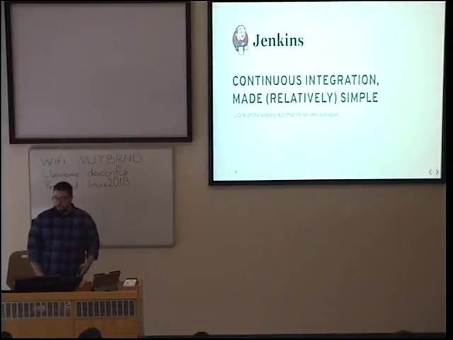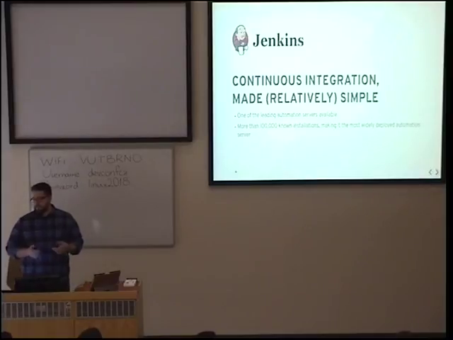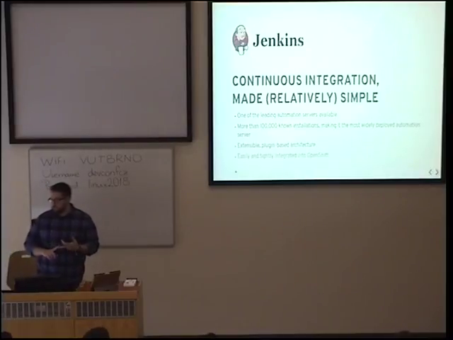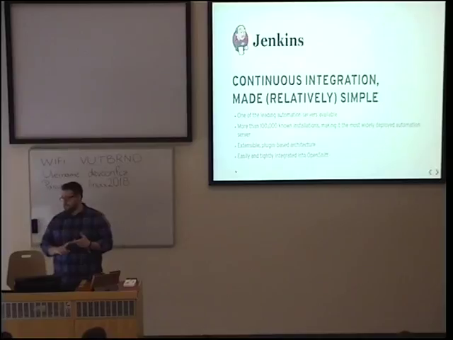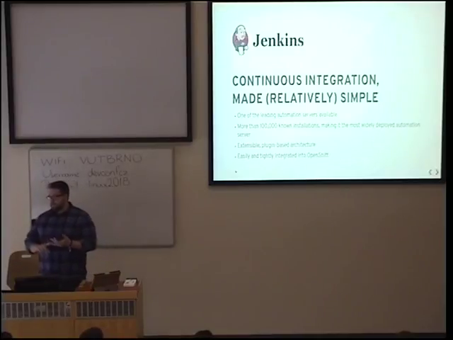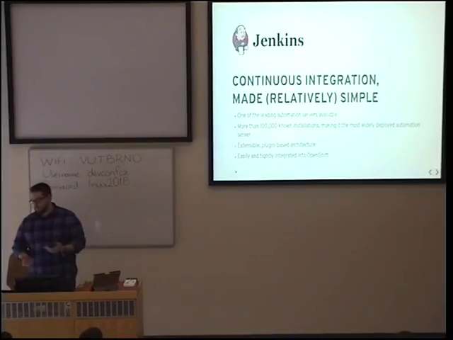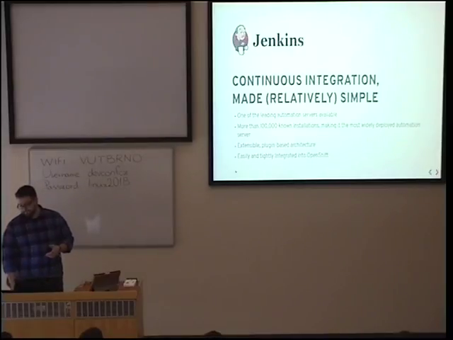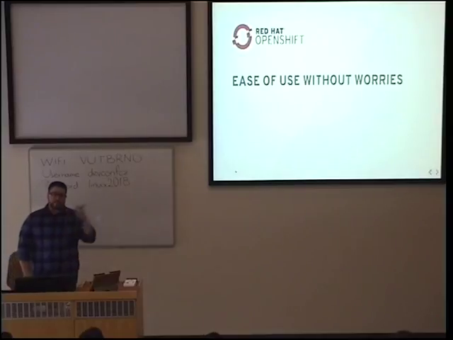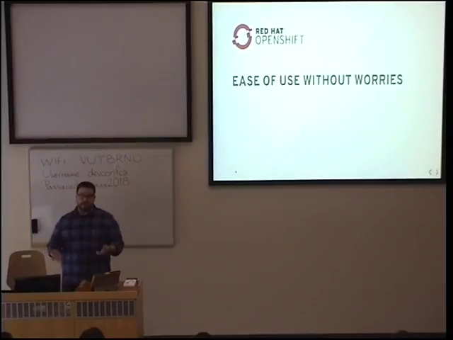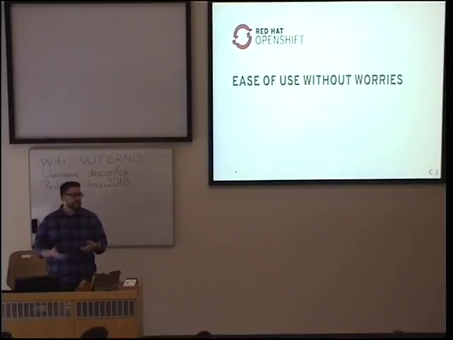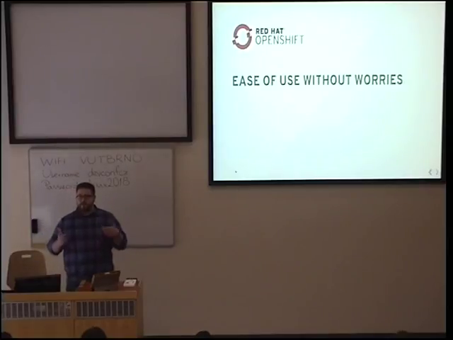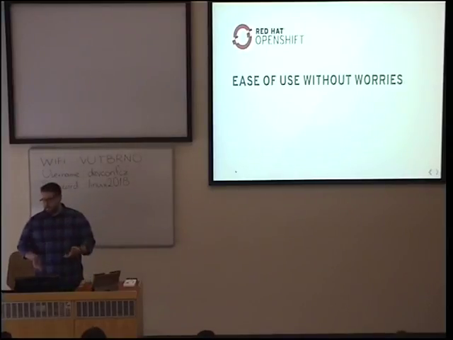So Jenkins, continuous integration made relatively simple. It's one of the leading automation servers available, with more than 100,000 known installations. Extensible plugin-based architecture. It's got a huge ecosystem. It's easily and tightly integrated with OpenShift. One of the things that I do want to comment on: version 2 of Jenkins introduced the concept of the pipeline, and we have leveraged it heavily within our group. And I encourage you, if you've been using freestyle jobs, stop. Use pipelines. They're much better.